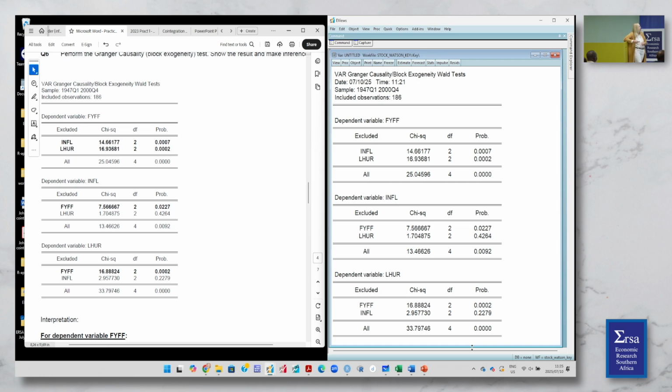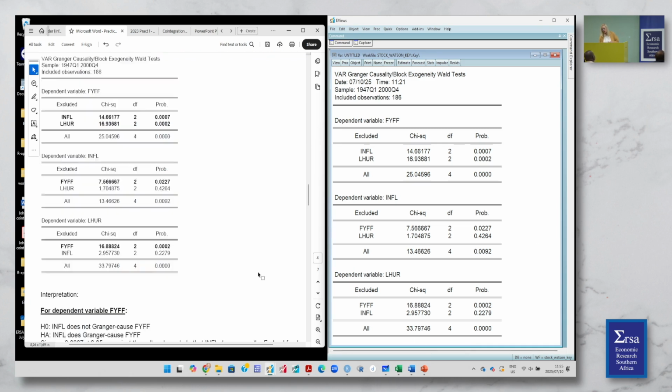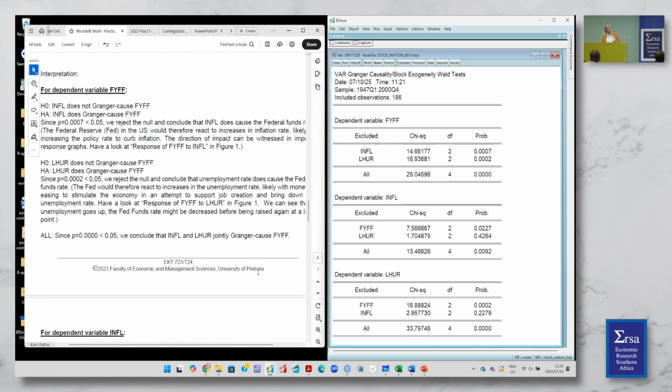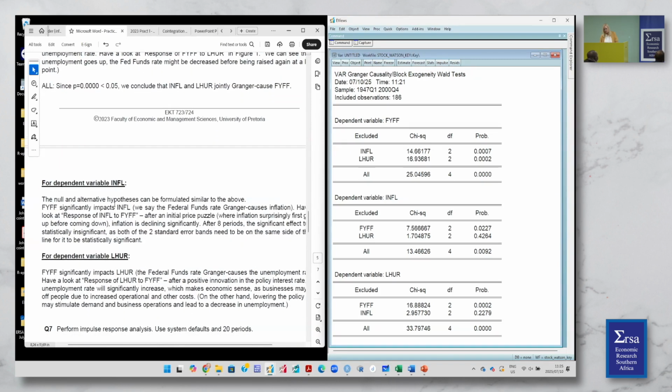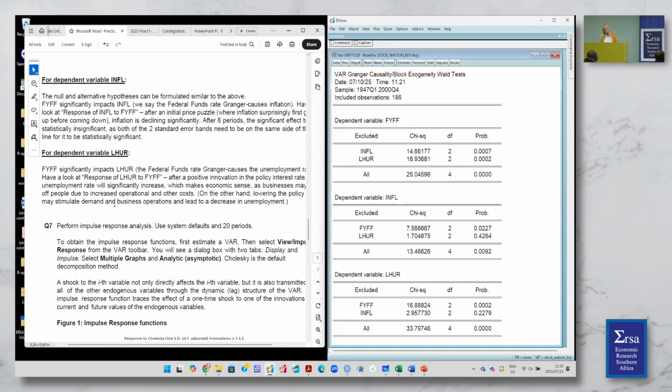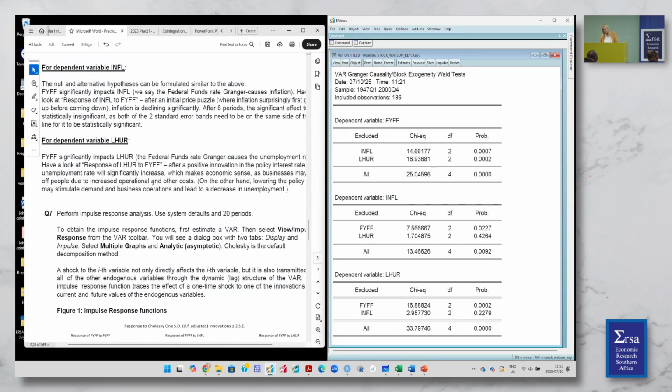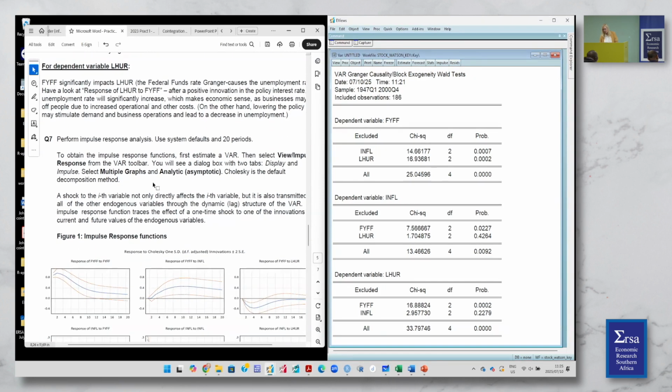So this is already, before we do anything more, giving us an idea of where we will see significant impulses. So there's a description of that interpretation and some explanation.